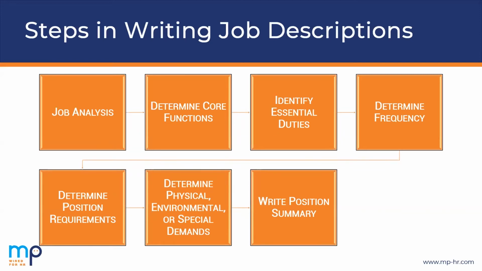Next, we're going to review the steps in writing a job description. These are going to include doing a job analysis, determining core functions, identifying essential duties, and determining the frequency of those duties and functions. It is also important to determine the requirements of the position, such as experience and education, as well as physical, environmental, or special demands of the job, such as travel or even heavy lifting. These are important for many different reasons. For example, fitness for duty if an employee is returning to work from an injury. We'll finish up by writing the position summary.